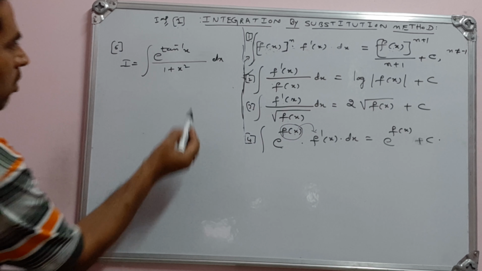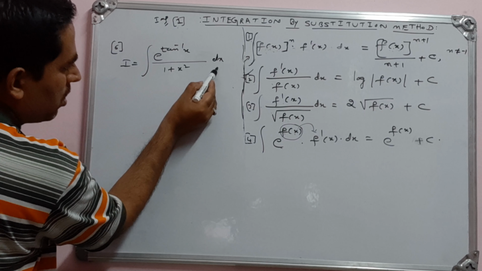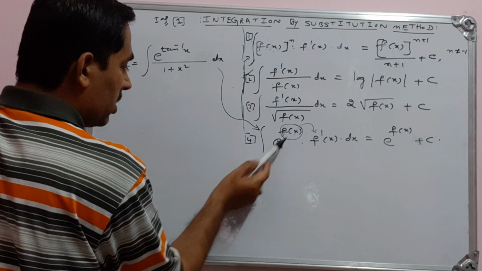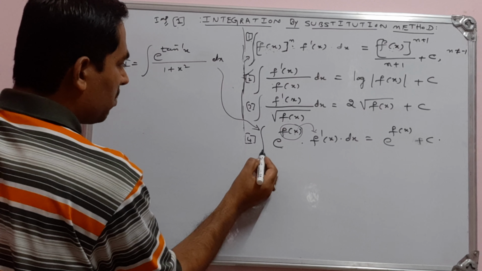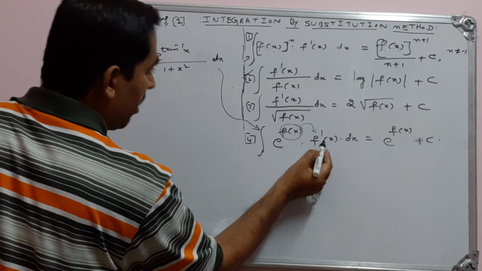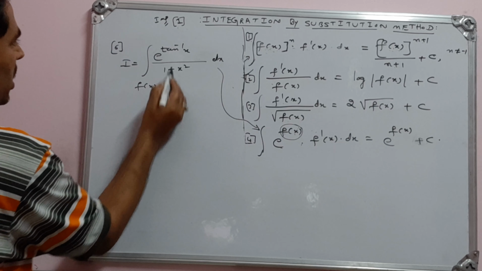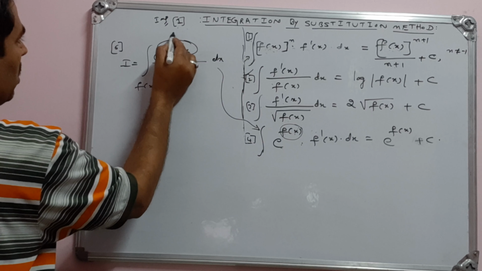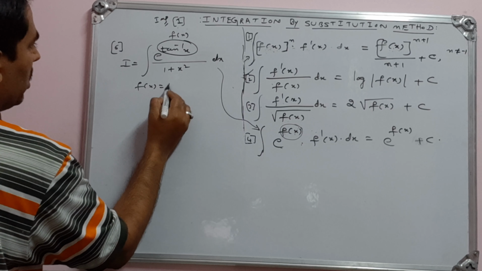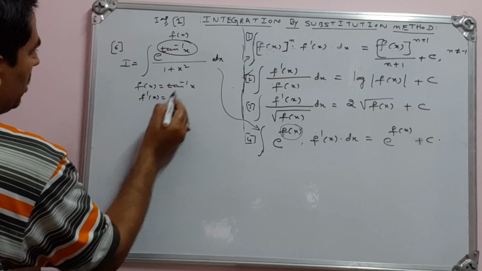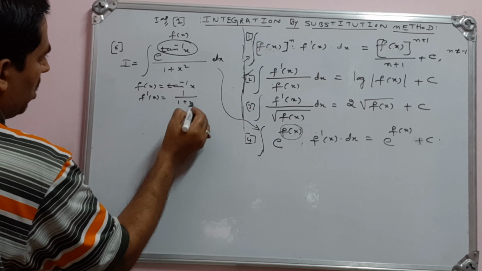Now, the exponential function is given, so you can directly use this: e to the power f of x into the derivative of that, that is f dash x. Here, if my function f of x is tan inverse x, and I differentiate it, the derivative of tan inverse x is 1 by 1 plus x square.